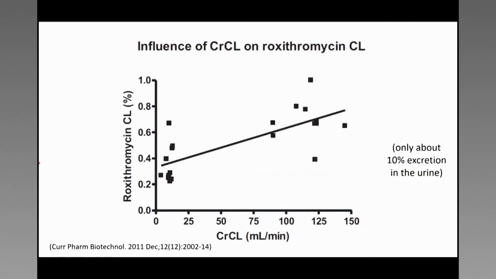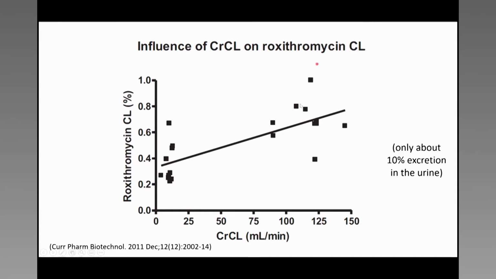Now let's look at roxithromycin. Roxithromycin is a macrolide that we use very commonly here in Australia. I'm not sure it's as common in the US, but it's a well-tolerated antibiotic which has few drug interactions. Only about 10% is excreted in the urine. Therefore, it's a drug that's largely hepatically cleared. So we would expect a straight line.